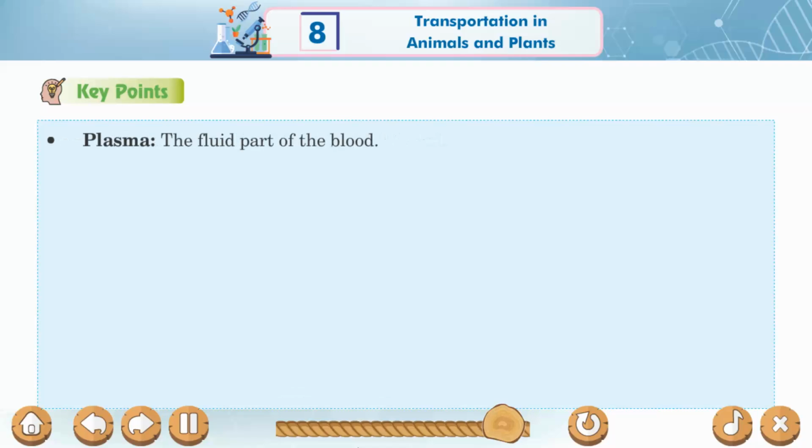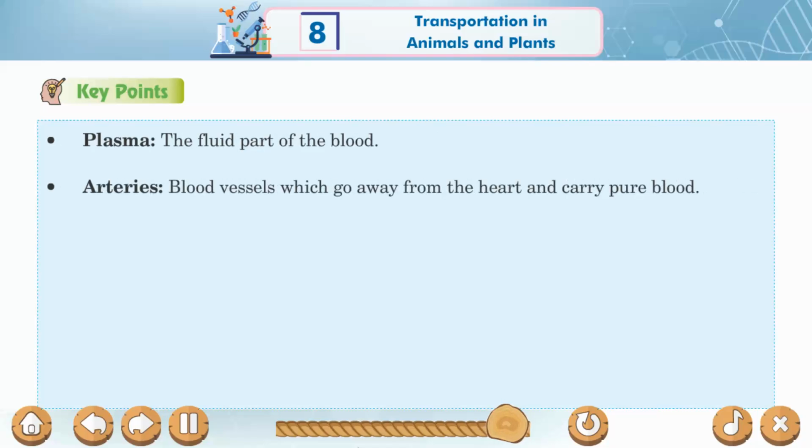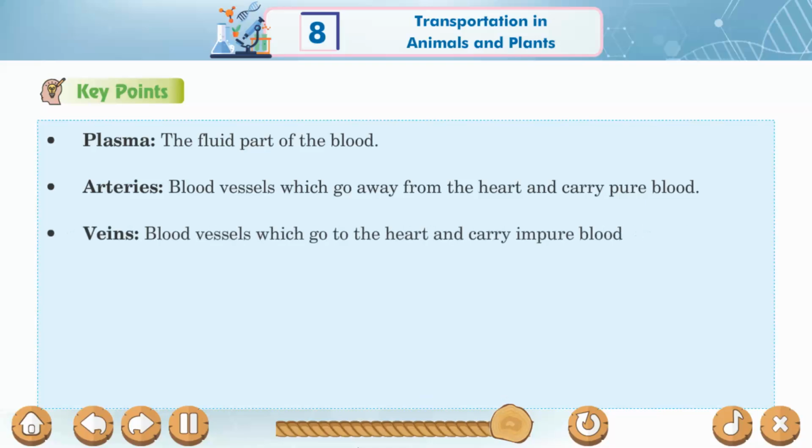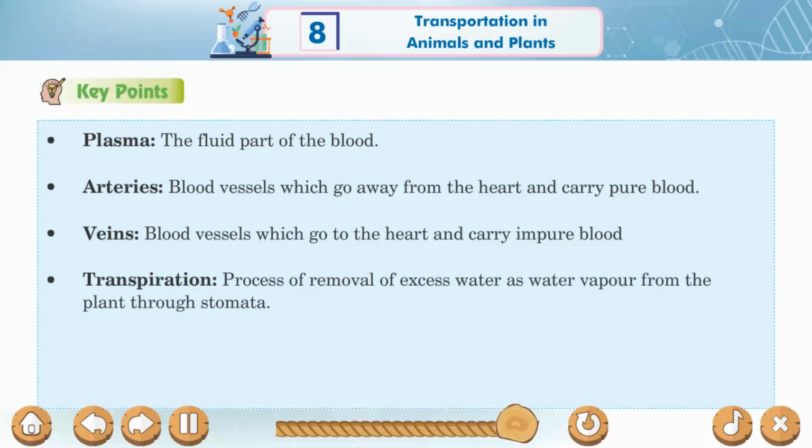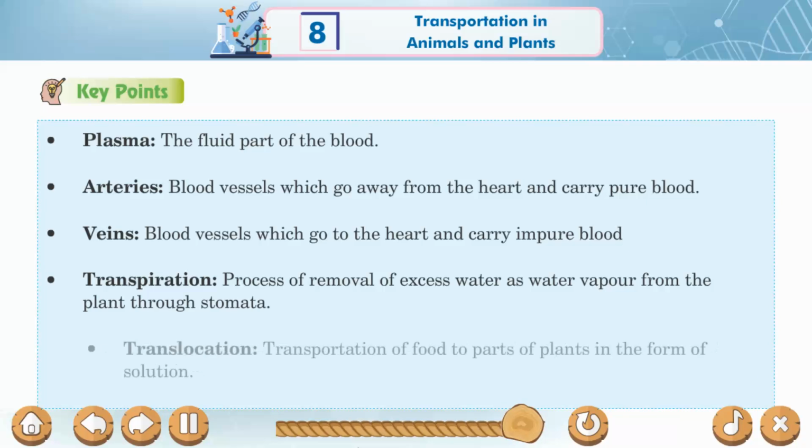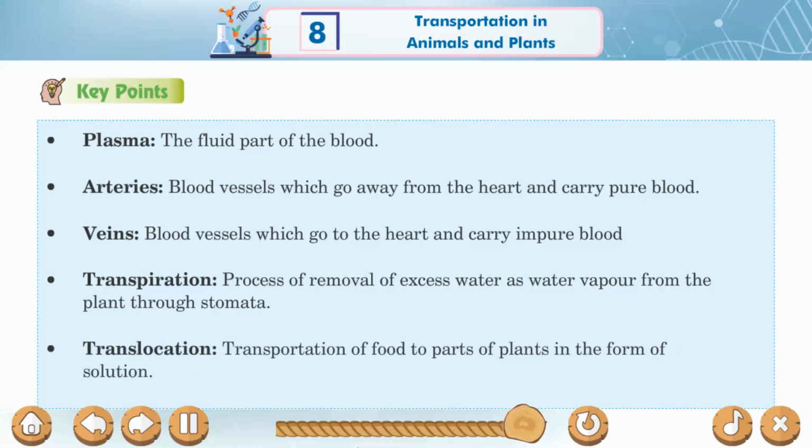Key points. Plasma, the fluid part of the blood. Arteries, blood vessels which go away from the heart and carry pure blood. Veins, they are blood vessels which go to the heart and carry impure blood. Transpiration is the process of removal of excess water as water vapor from the plant through stomata. Translocation is transportation of food to parts of plants in the form of solution.